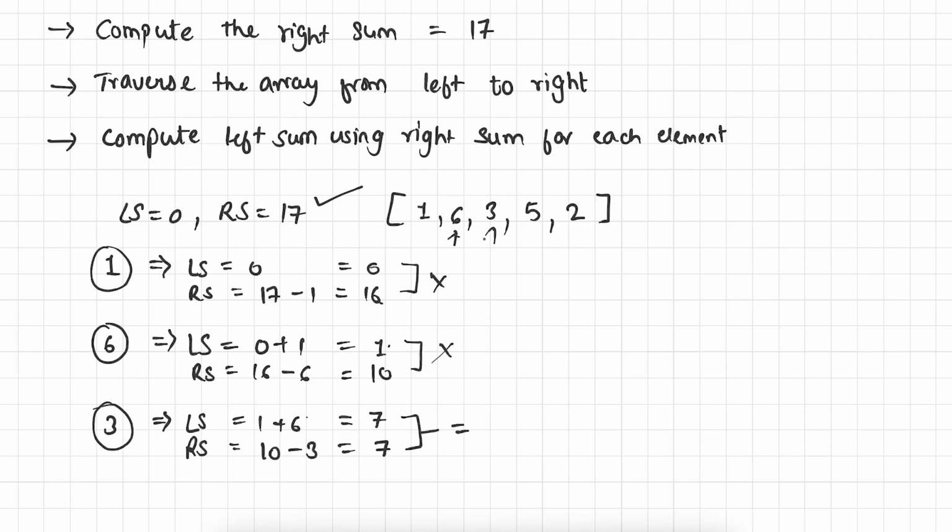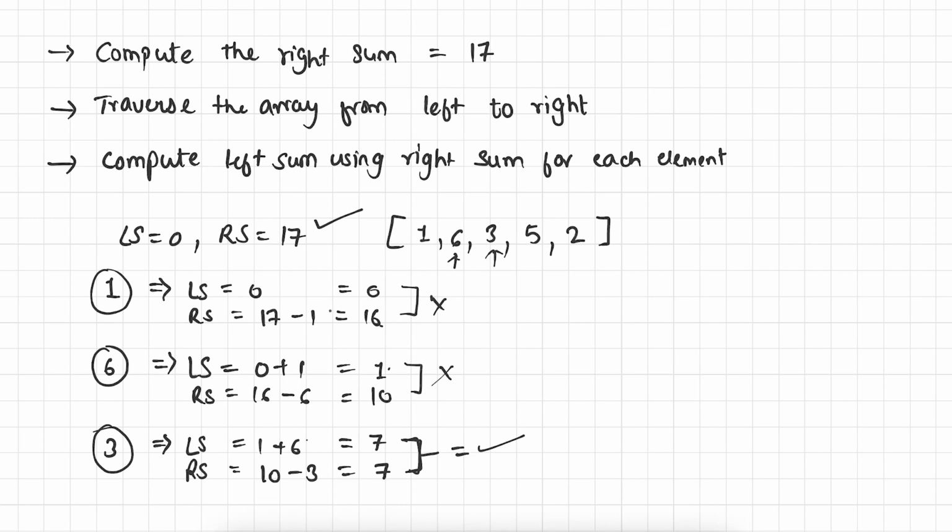You can see that the left sum of 3 is 1 plus 6, which comes out to be 7, and we compute the right sum as the previous right sum minus the element itself, which is going to be 7. Again we compare the left sum and right sum, and this time you can see that both the sums are equal. Here we can say that this point is the equilibrium point of this array.